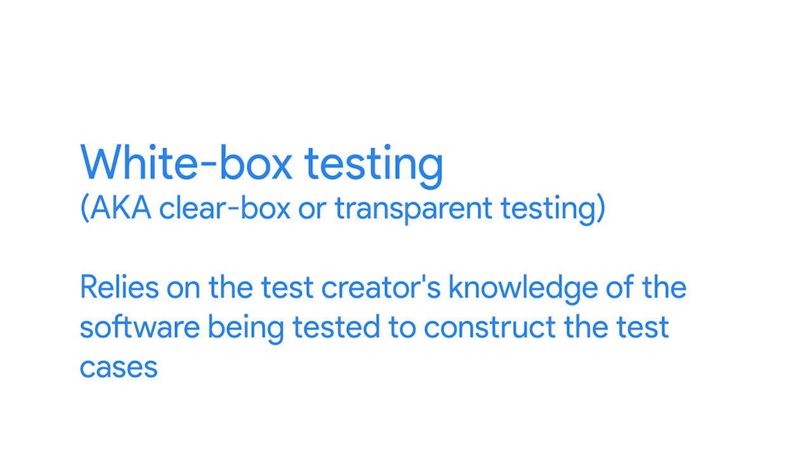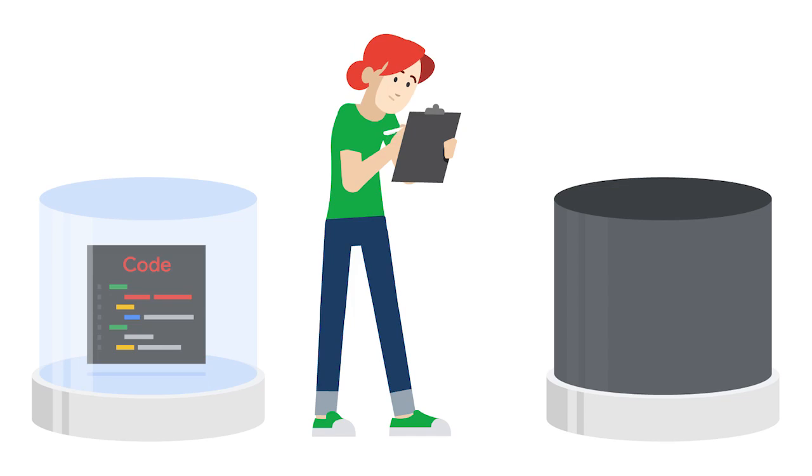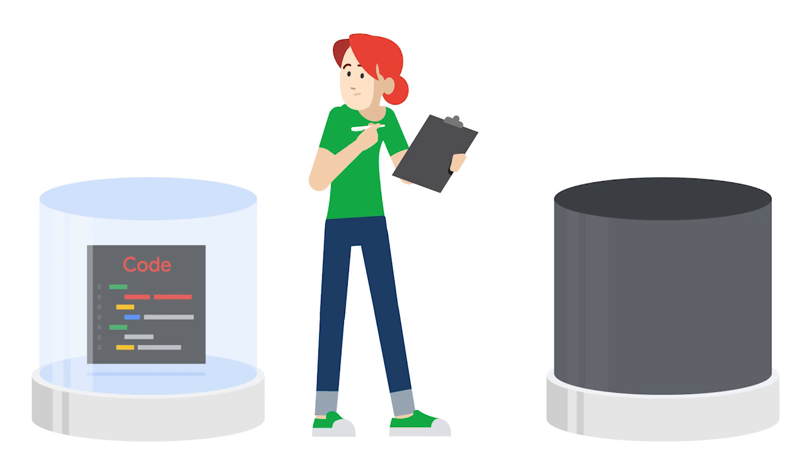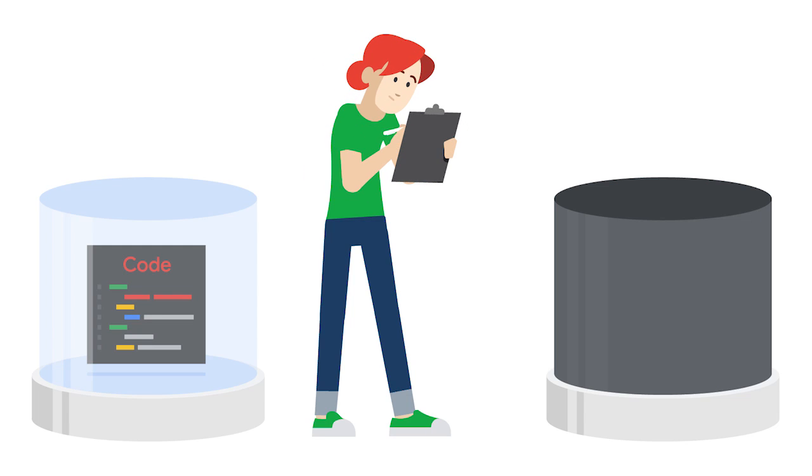White box testing, also sometimes called clear box or transparent testing, relies on the test creator's knowledge of the software being tested to construct the test cases. With a white box test, the test creator knows how the code works and can write test cases that use the understanding to make sure that everything is performing the way it's expected to.